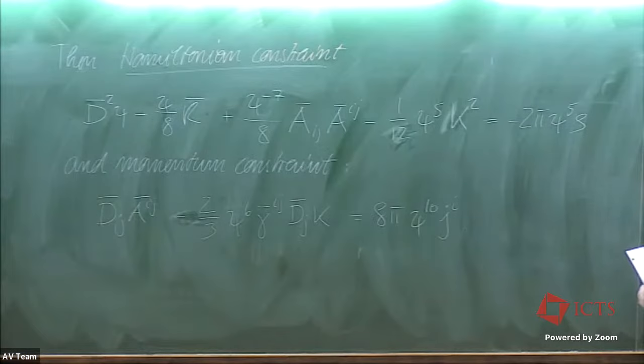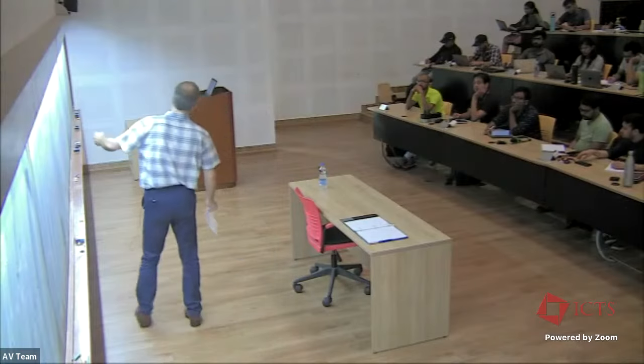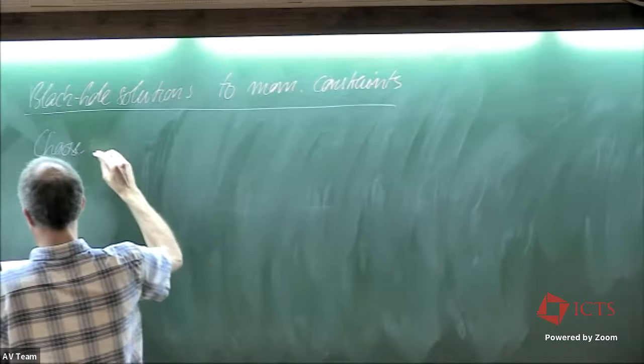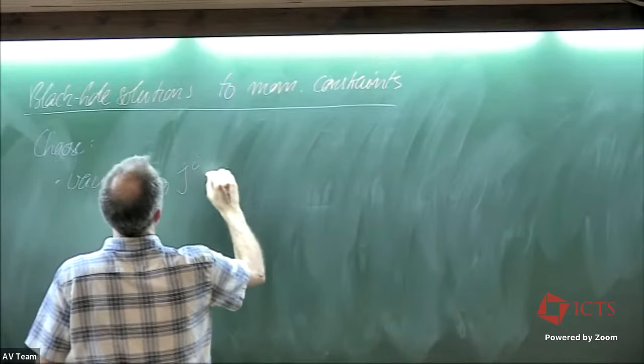So let's talk about black hole solutions to the momentum constraints. If we want to construct black hole solutions, we're considering vacuum solutions. That means J is 0. So the right-hand side is already gone. So we choose vacuum, meaning that J_i equals 0.